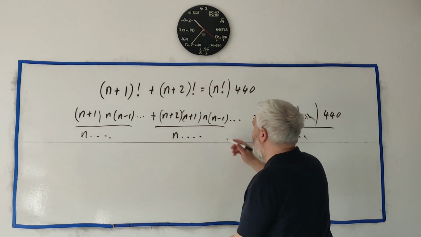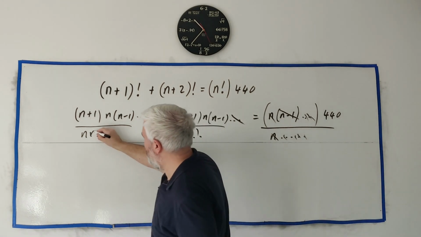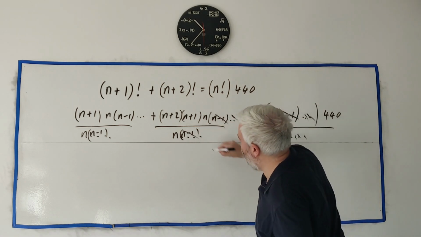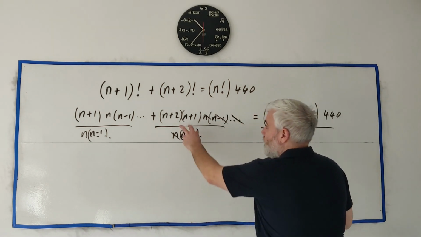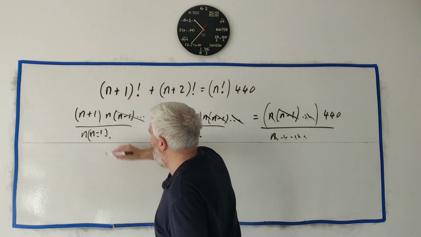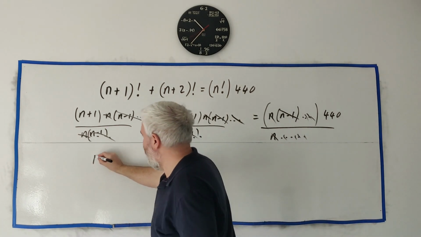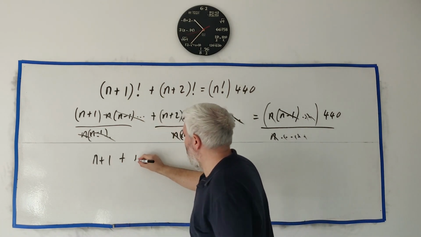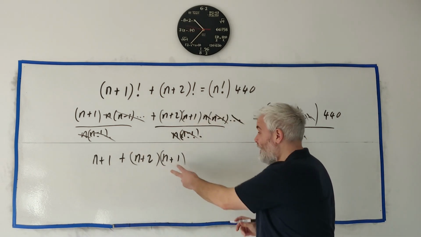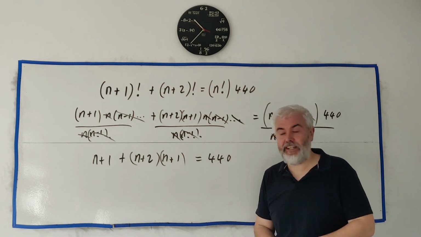Not as much cancels here. Everything below the dot, dot, dots, let me write in n minus 1 on all of these. n minus 1. Everything in the dot, dot, dots cancel. The n minus 1s cancel. The n's cancel. We're just left with this on top row here. Same here. Everything below cancels, and we're just left with the n plus 1. This is manageable. We have n plus 1 plus n plus 2 times n plus 1. We can multiply that out. Is equal 440. No infinities left.